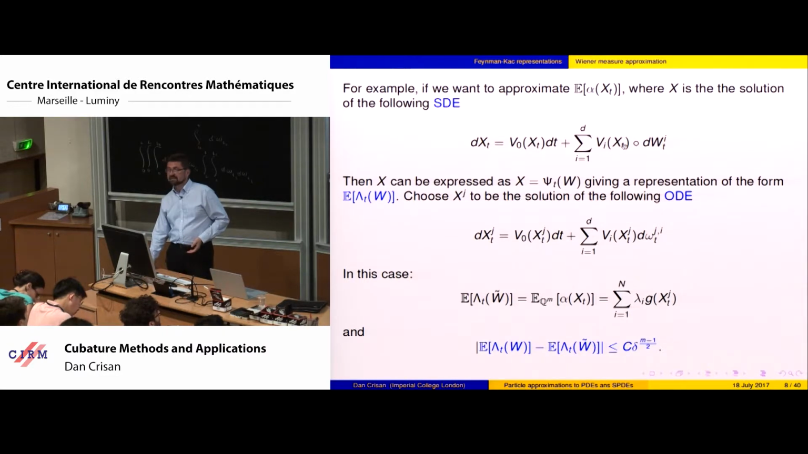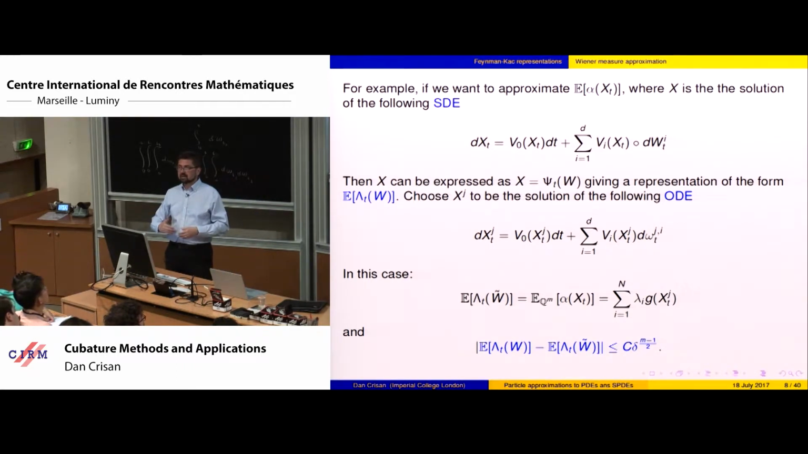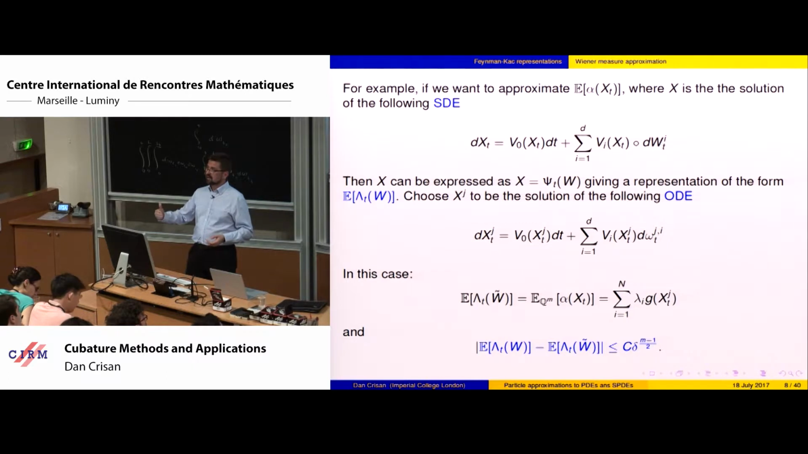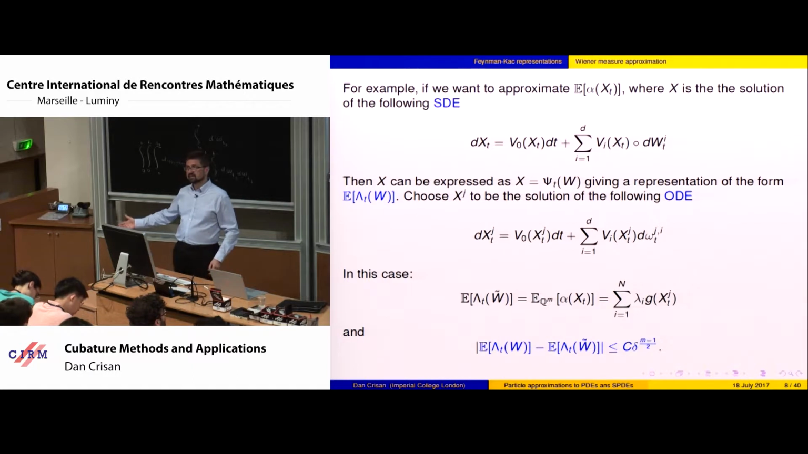So you start with a standard SDE. It's in any dimension you want, and it's driven by a d-dimensional Brownian motion. And I want to compute the expected value of a function of this SDE. This is a standard problem which appears in many, many applications. From the perspective of a Feynman-Kac representation, this particular expression can be used to represent the solution of a linear PDE. So exactly what I'm doing here is solving a linear PDE by using this probabilistic Feynman-Kac representation. So how do I use the cubature measure in order to produce an approximation of this linear PDE?